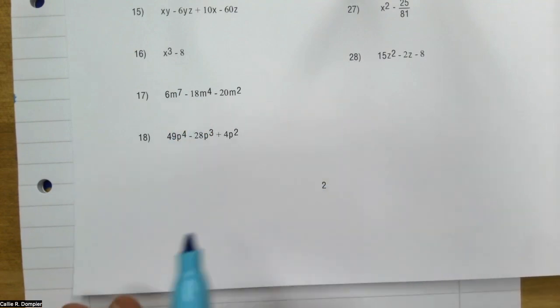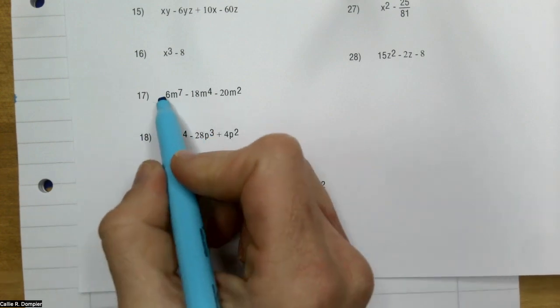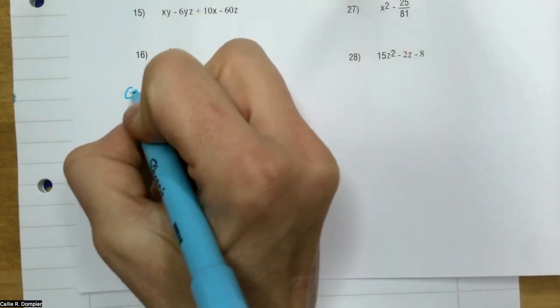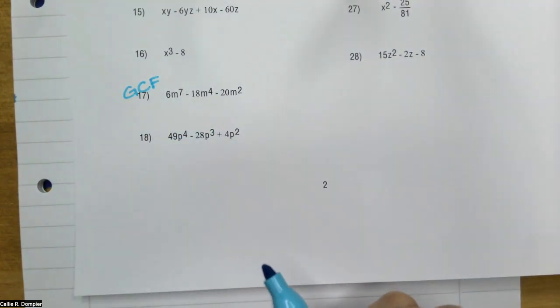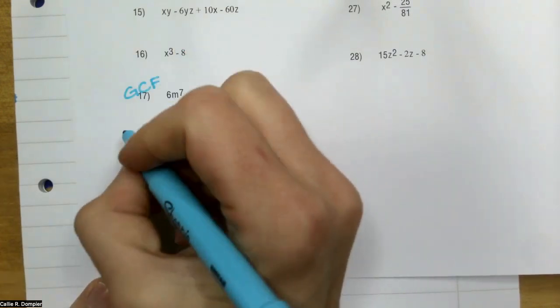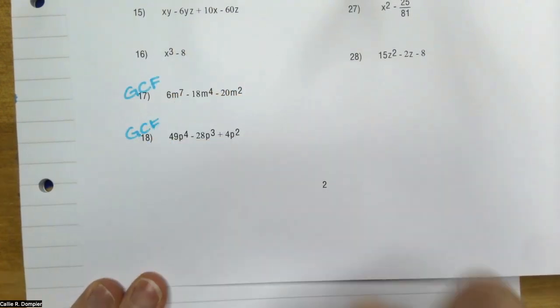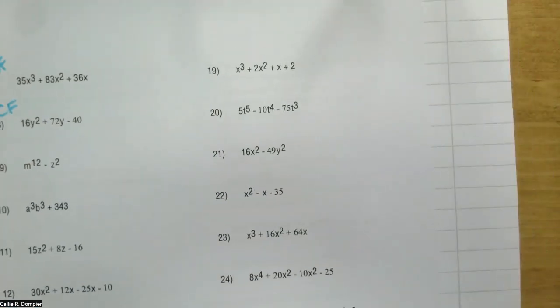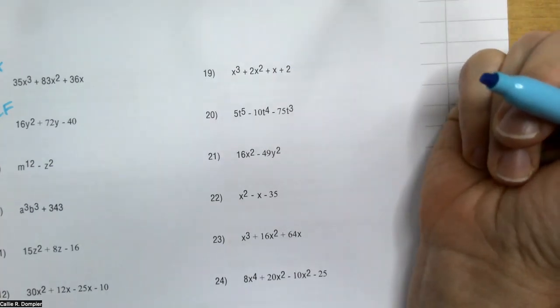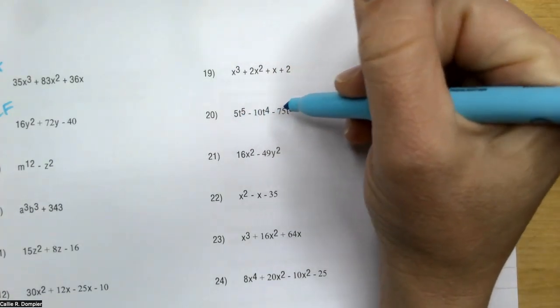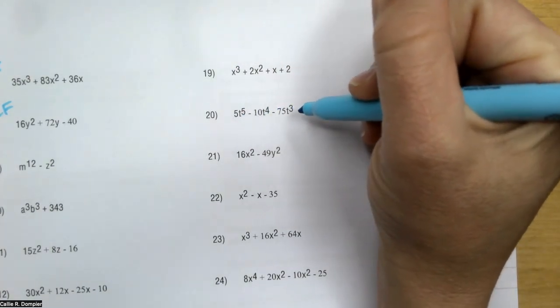6m to the 7th minus 18m to the 4th minus 20m squared. All the coefficients are even, so I know I can at least divide it by 2, and they all have a variable, so I can take out m squared, right? Same here, I can take out p squared. Number 19, I cannot factor anything. I could almost factor, but then we have this 2 that doesn't have an x, so I can't factor anything out of there. 5t to the 5th minus 10t to the 4th plus minus 75t to the 3rd.